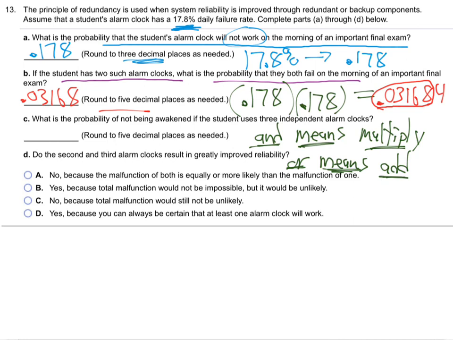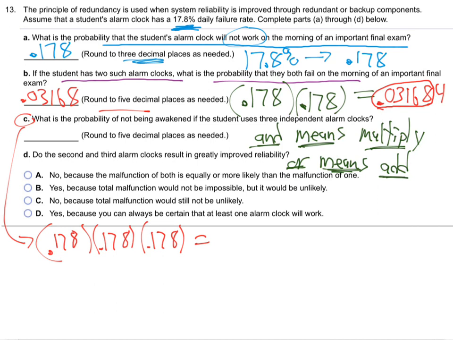Okay, and then C. What if they use 3 of them? Just multiply that together 3 times. So for part C, it would be 0.178 times 0.178 times 0.178. It's going to be super small, huh? I'm getting 0.005639. How far do they want? 5 places.